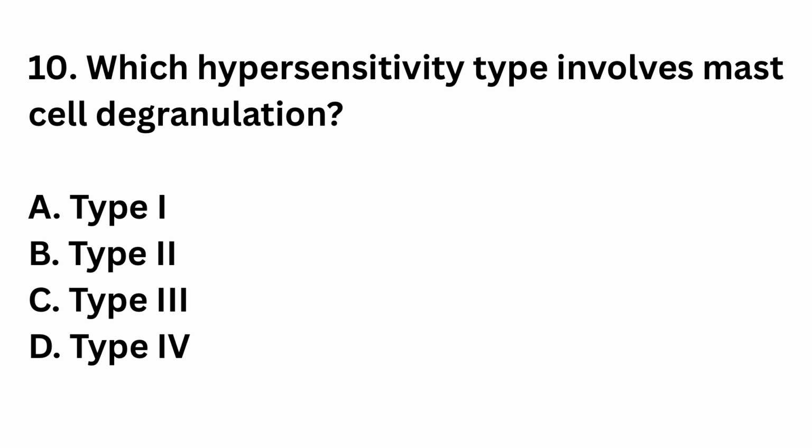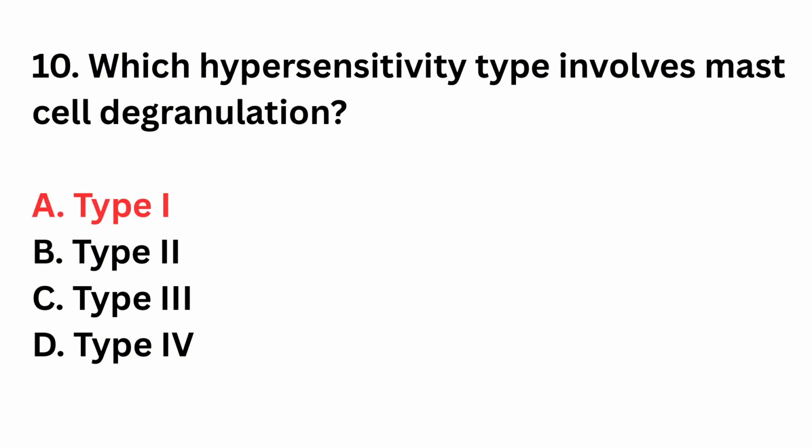Question number 10. Which hypersensitivity type involves mast cell degranulation? Type 1, type 2, type 3, type 4. The right answer is option A, type 1. IgE-mediated reactions cause histamine release. It is seen in allergies and anaphylaxis.